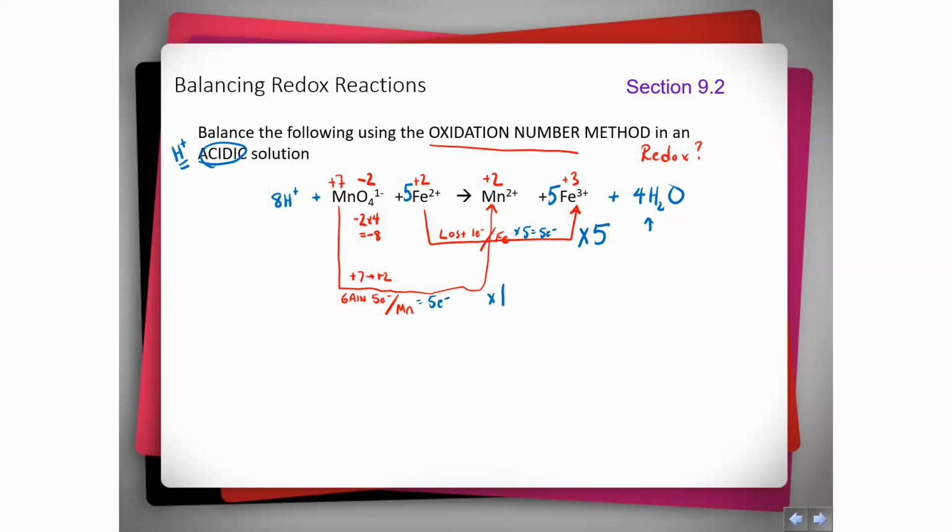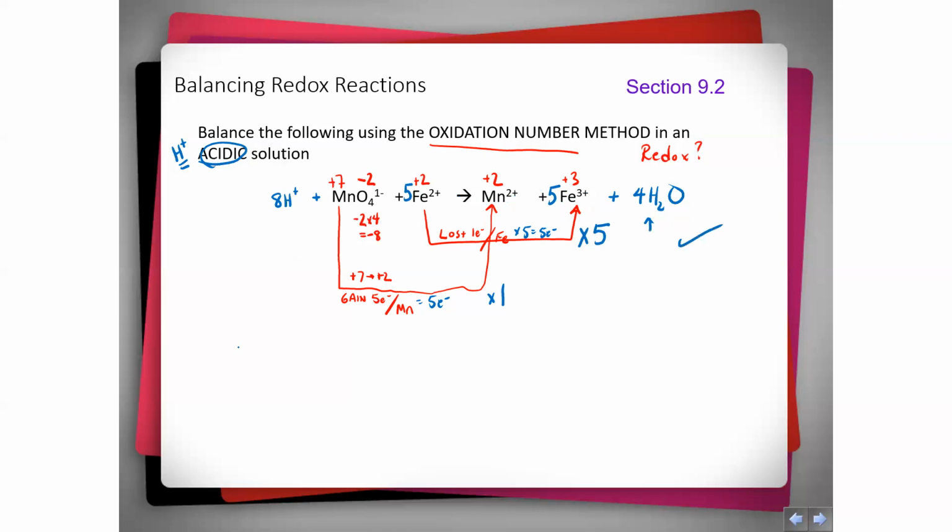I'm good. Am I balanced for total charge? 8 plus and 1 minus is 7 plus. And this is 10 positive. So 7 positive and 10 positive is a total of 17 positive charge. On this side, I have Mn 2 plus, and 5 times 3 is 15. I have a total of 17 positive charges on this side. So they're balanced for charge. Did my electrons balance? 5 were lost and 5 were gained. Yes, I'm good to go.